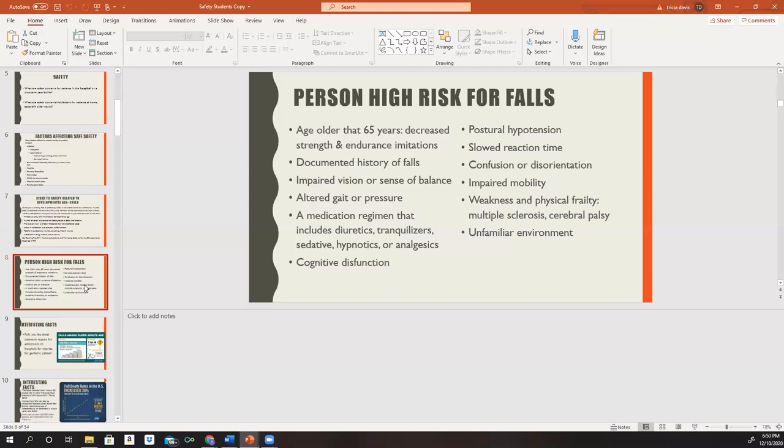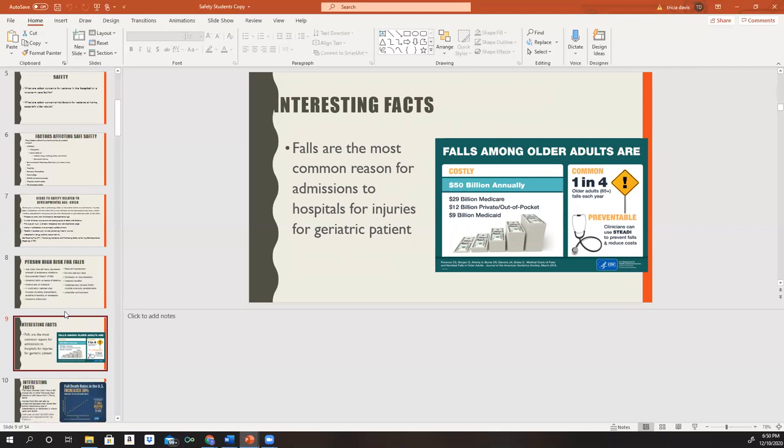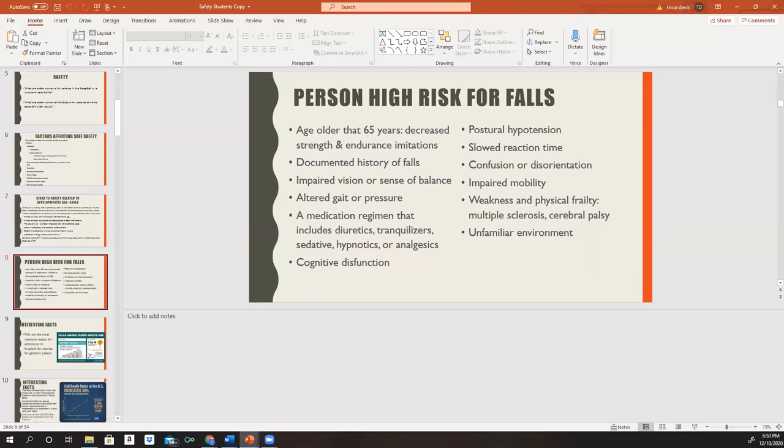Then there's impaired mobility. If they're weak and physically frail, or have diseases like multiple sclerosis or cerebral palsy. And even just being in an unfamiliar environment is not a good feeling, being somewhere where you don't know where everything is. Maybe you're spending the night somewhere you don't usually stay, and you get up in the middle of the night to go to the bathroom and it's dark and you don't know what's going on. It would be easy to have a fall. So those are all the environmental risks you have to think about when you're trying to determine if your patient is a high fall risk.